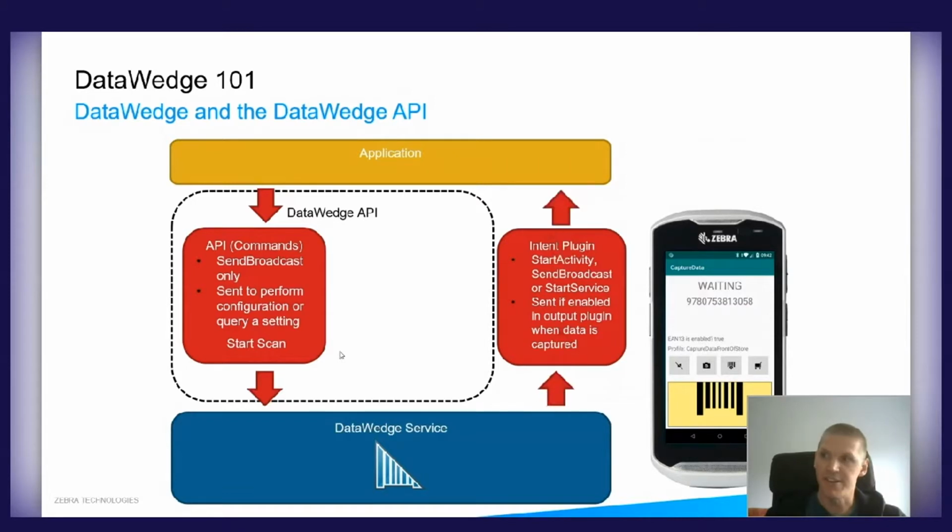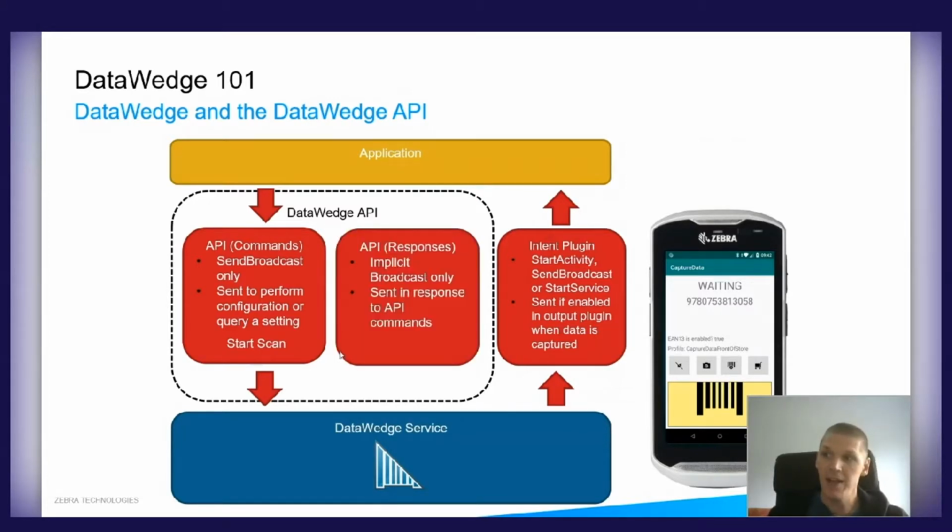And then I receive back through the intent plugin the barcode data, just as I did with the hardware trigger pull. I mean, that's just one command. There's literally like 30 of these different APIs that you can send to DataWedge. You can get responses back from DataWedge.